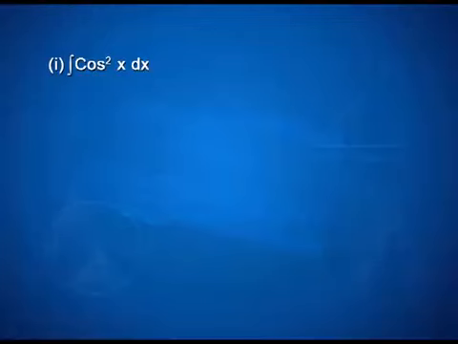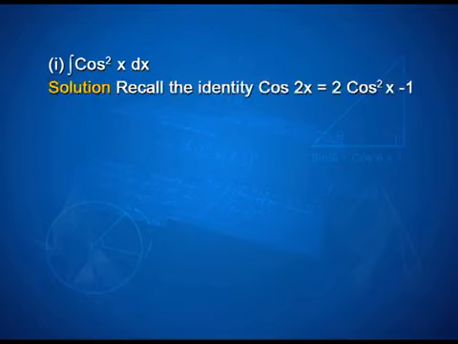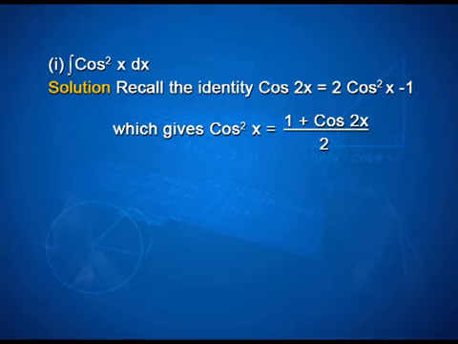Now, let us look at integration using trigonometric identities. When the integrand involves some trigonometric functions, we use some known identities to find the integral, as illustrated through the following examples. Example 1, find integral of cos square x dx. To calculate the integral of cos square x dx, recall the identity cos 2x is equal to 2 cos square x minus 1, which gives cos square x is equal to (1 plus cos 2x) upon 2.